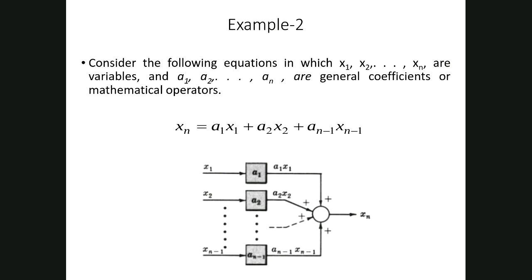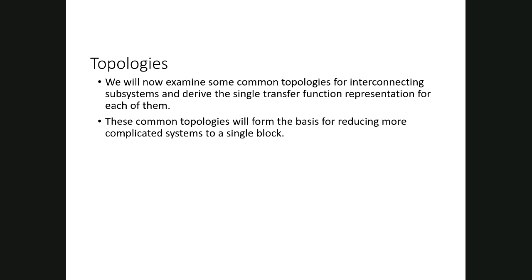So if we have n signals, each one with an input x1 to xn minus 1, then xn is going to be the summation of all these products of signals and their block transfer functions. Okay, so we'll look at some common ways of interconnecting these systems by looking at the topologies and see how we can simplify complex systems to get a very simple or single block.